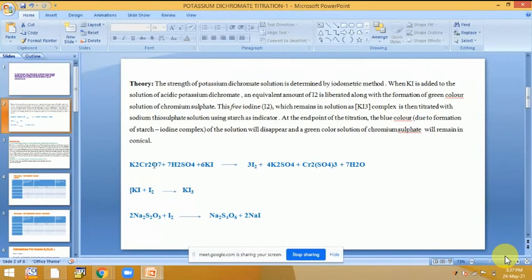So when we add K2Cr2O7, H2SO4, and KI, the reaction will be like this: iodine. Again, this is an iodometric titration due to the release of this free iodine, K2SO4 and Cr2(SO4)3, and water. This KI reacts with free iodine to form KI3. This KI3 will react with starch and form blue color. And iodine also side by side reacts with the hypo solution when we add it from the burette, Na2S2O3, giving iodide and Na2S4O6.